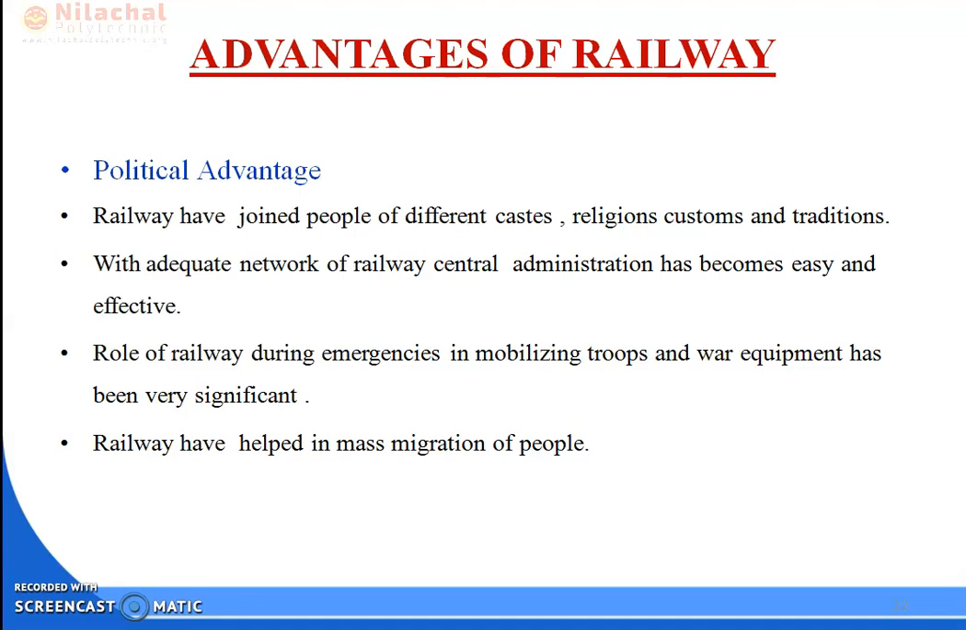So first one is your political advantages. How does railway help politically the people, the public or the government? Due to the effective countrywide network of railway, the central government administration has become easy and effective. The central government can easily control and be effective due to the communication provided by the network system of your railway line.